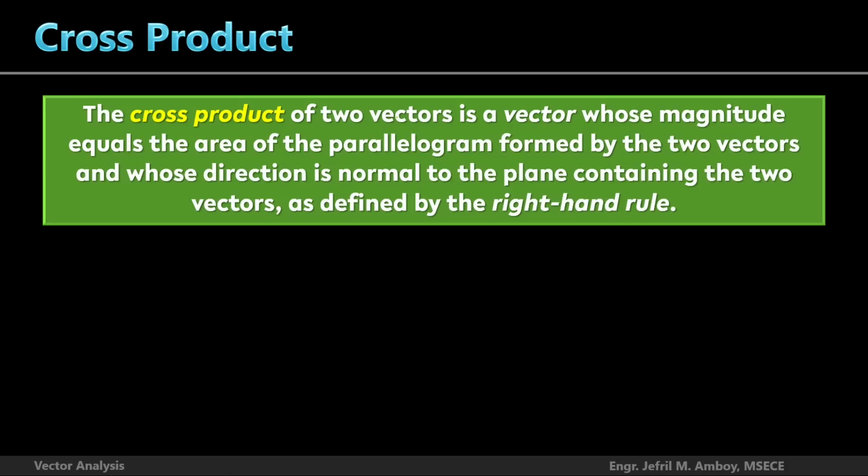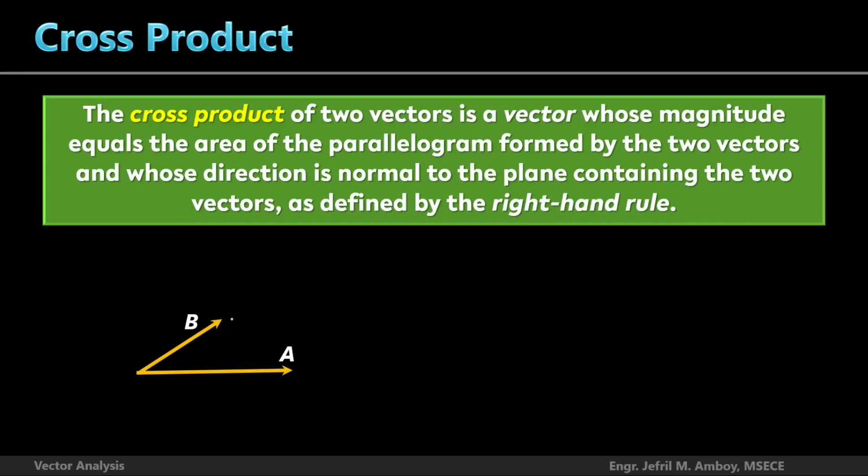The cross product of two vectors is a vector whose magnitude equals the area of the parallelogram formed by the two vectors and whose direction is normal to the plane containing the two vectors, as defined by the right-hand rule. So this is how we define the cross product. Now, to illustrate this definition, let us have two vectors A and B. So here they are. This is vector A and this is vector B.